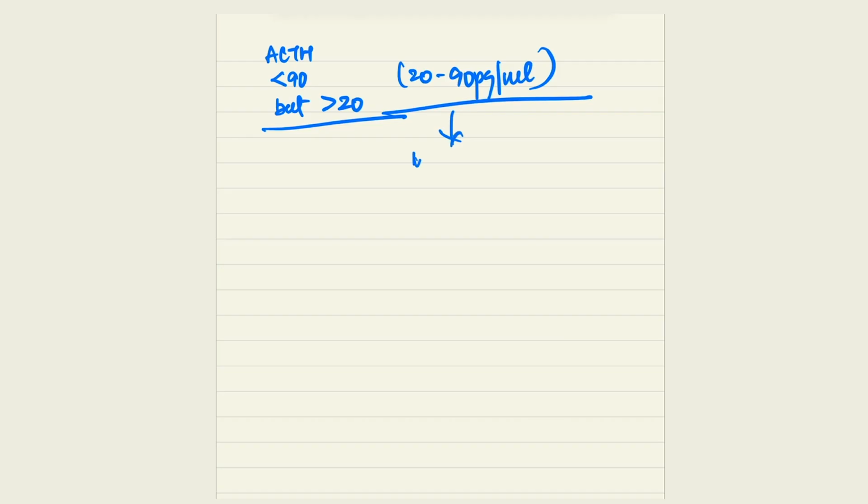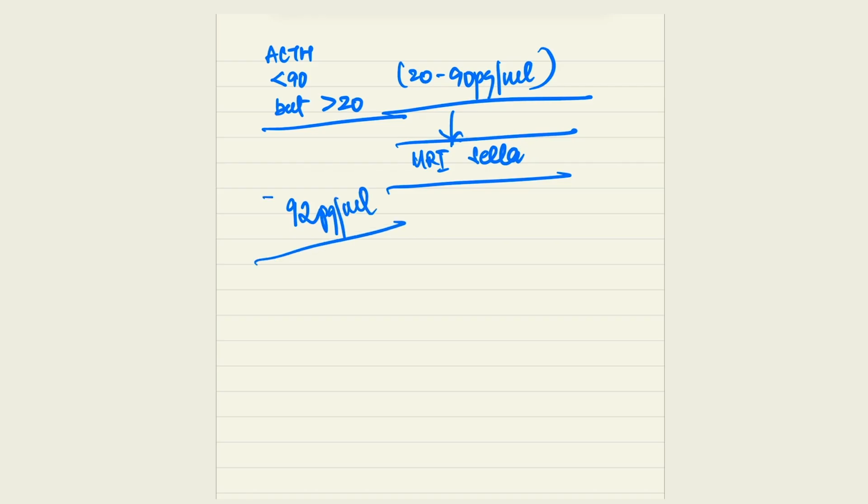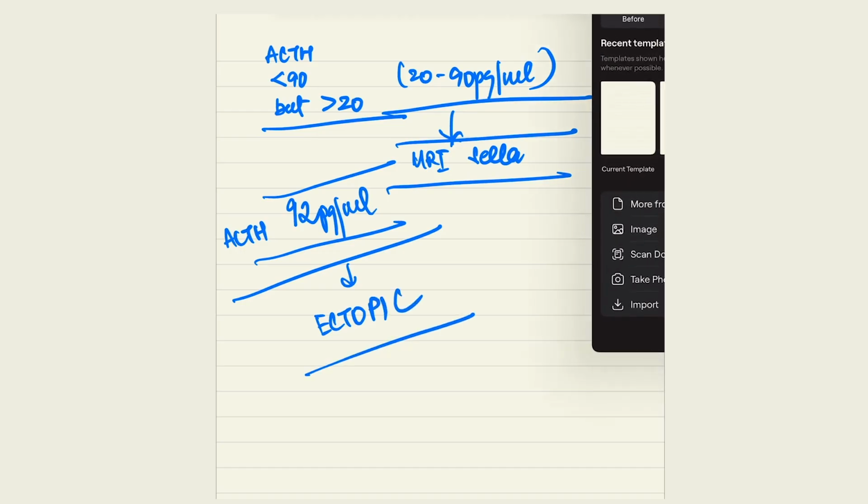So how do we assess? If this is the case, then if ACTH is less than 90 but more than 20, that is 20 to 90 picogram per ml, we directly go for MRI sella. But if it is 92, say for example, picogram per ml ACTH, then we have to see whether it is ectopic. So what are the things that we need to go for in order to see whether the patient is having ectopic versus pituitary Cushing's?